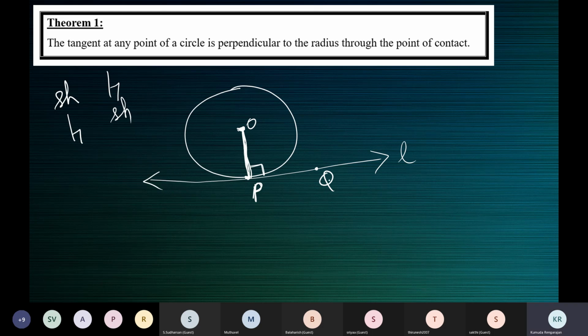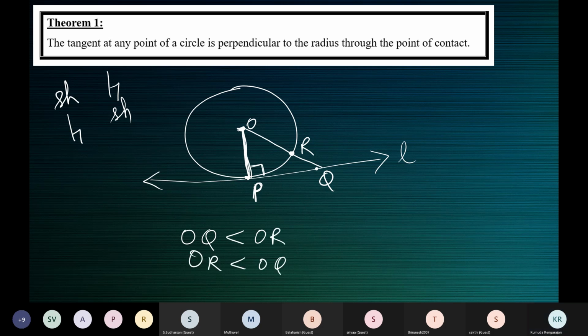So if you take a point Q like this and join OQ, let it intersect the circle at R. Now tell me, is OQ less than OR, or is OR less than OQ? Which is correct? OR is less than OQ. Why? Because OR is a part of OQ. Yes. A part is always less than the whole.